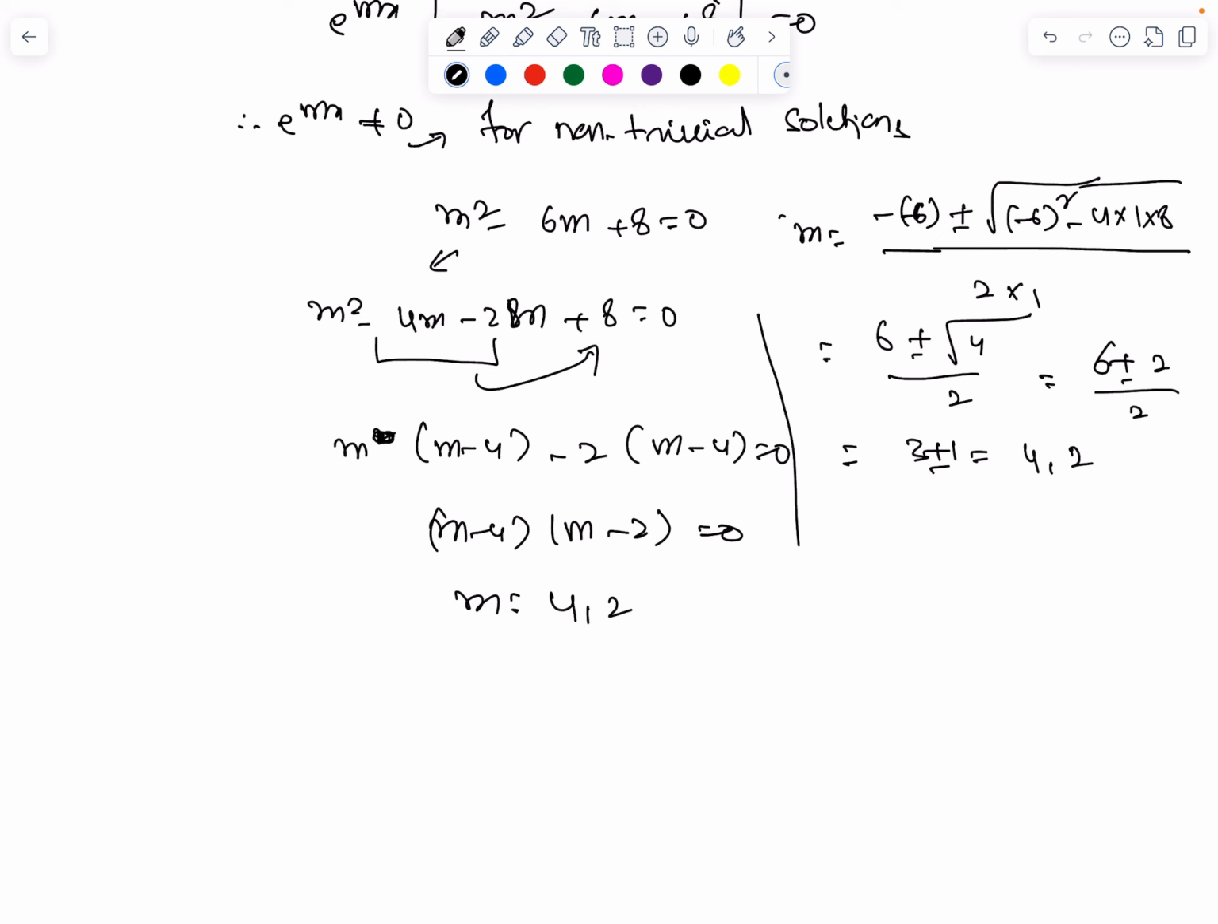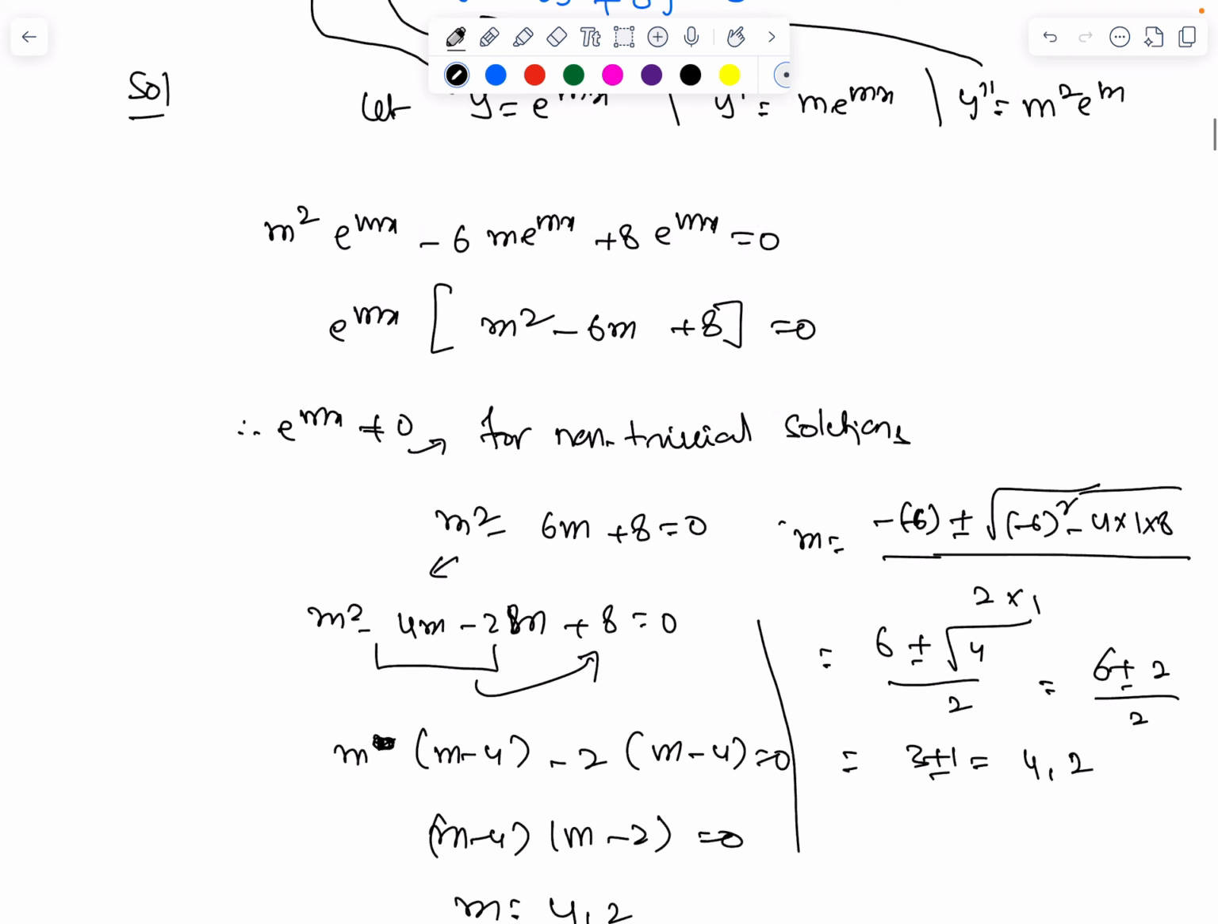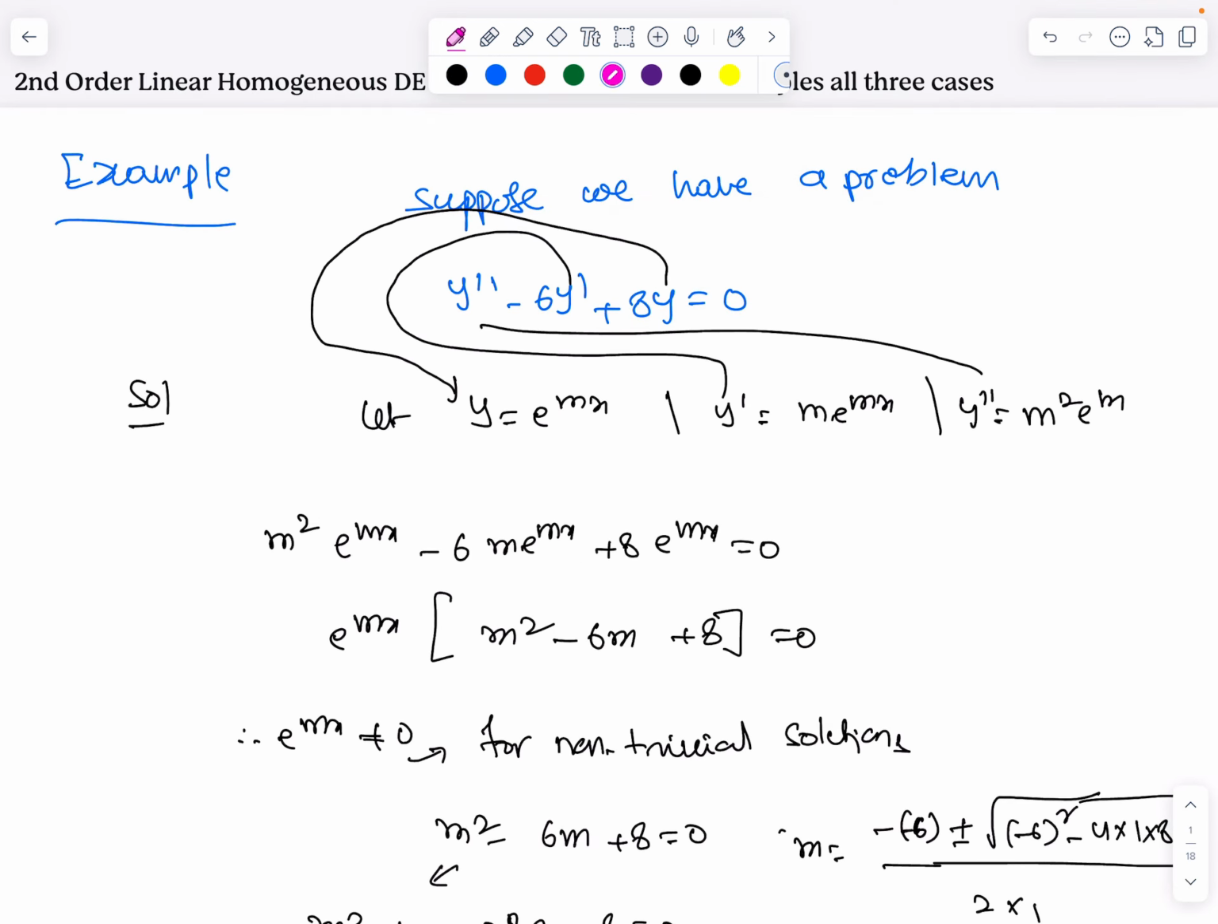Now, if these are your roots, these two roots are distinct. We have a second order ODE with constant coefficients. Why is it constant coefficients? All the coefficients involved here, this is minus 6, this is 8, those are constants. Therefore, this is a differential equation with constant coefficients.